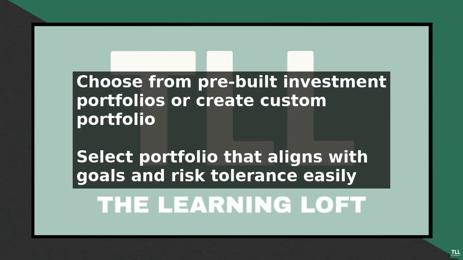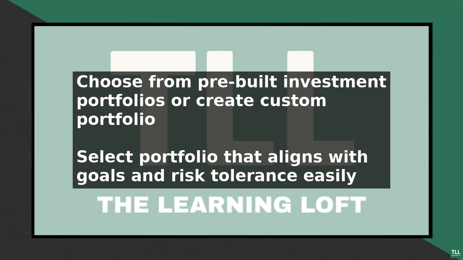The Betterment mobile app also offers a range of tools and features to help you track your progress and stay on top of your finances. You can view your account balance, investment returns, and portfolio allocation at any time. In addition, the app provides personalized investment advice and recommendations based on your individual needs and goals. You can also use the app to set financial goals, such as saving for a down payment on a house or retirement.